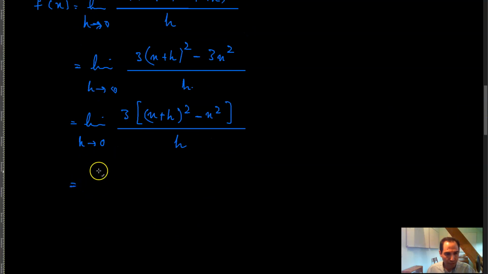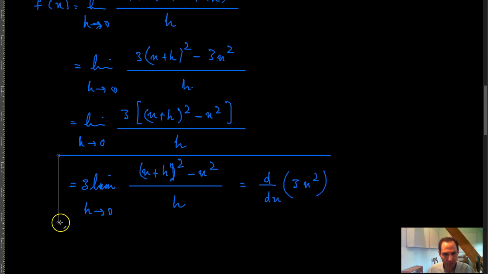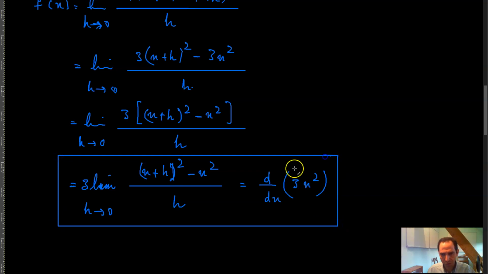And then this is the same thing as 3 times the limit as h tends to 0 of (x plus h) whole squared minus x squared, divided by h, and that would be the derivative, d by dx, of 3 times x squared. That is the derivative of 3 times x squared, right?